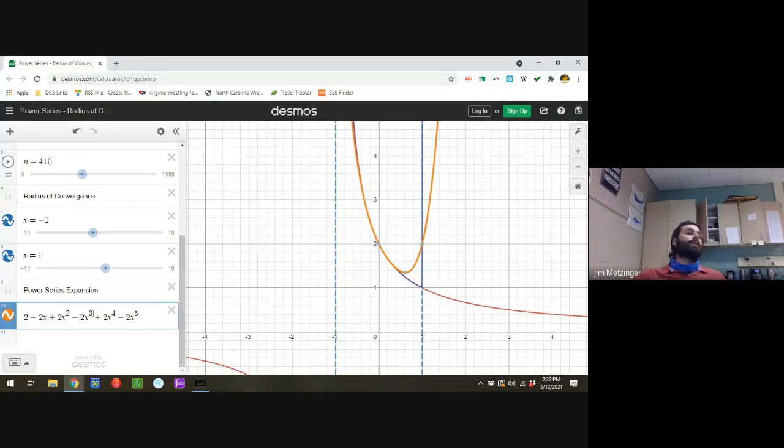Yeah, the more terms you add in the expansion, the closer these two curves are going to match within that interval.